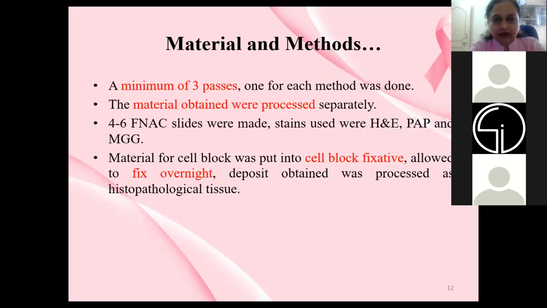How was it done? A minimum of 3 passes, 1 for each method, was done. The material obtained was processed separately. 4 to 6 FNAC slides were made, stained with H&E, PAP, and MGG. Material for cell block was put into cell block fixative, allowed to fix overnight. Deposit obtained was processed as a histopathological tissue. The material for MLBC was studied separately, which I will be discussing under the section of MLBC.